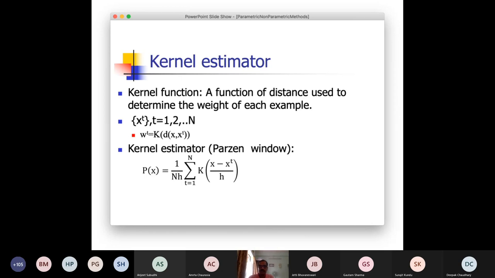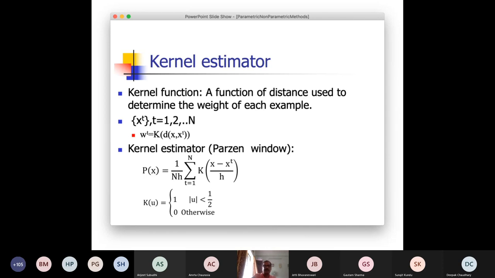So what is the total for all the data points? You should consider 1 by h also. So the total width is nh. So finally, you get the density function in this form. So that is some of the kernel definition.